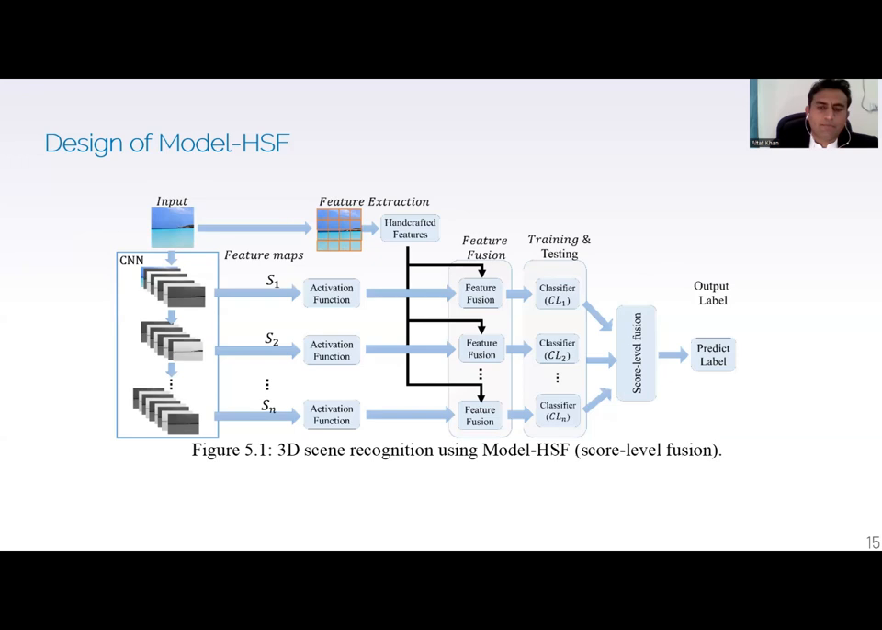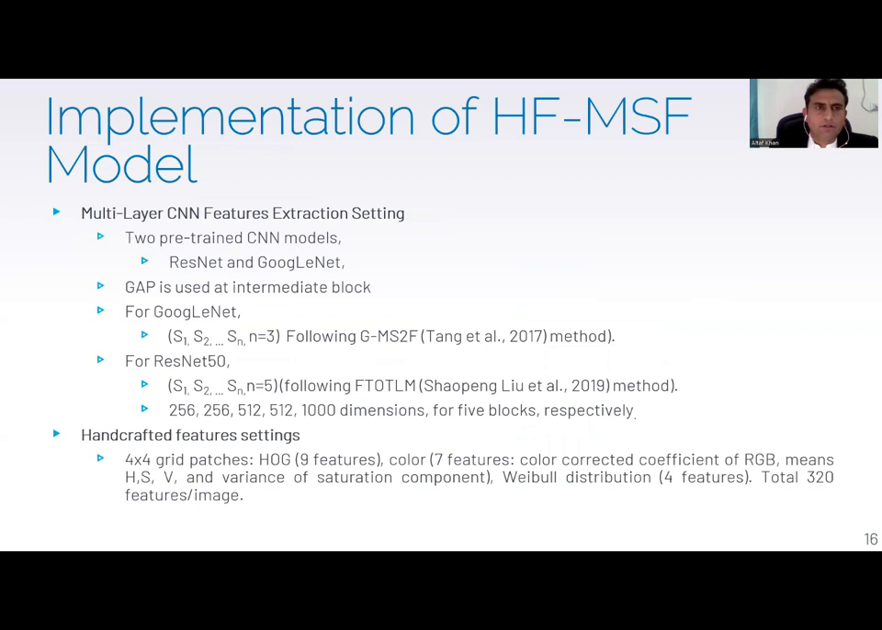This is the implementation of this model. We have two different pre-trained models, ResNet and GoogleNet, utilized. Global average pooling at the intermediate layer is utilized. We have used global average pooling for feature extraction from the intermediate block layers. And later on, these features are combined with the handcrafted features, as we discussed in the previous slide.